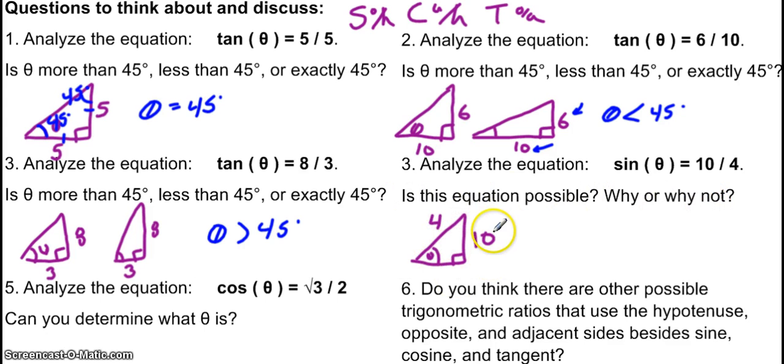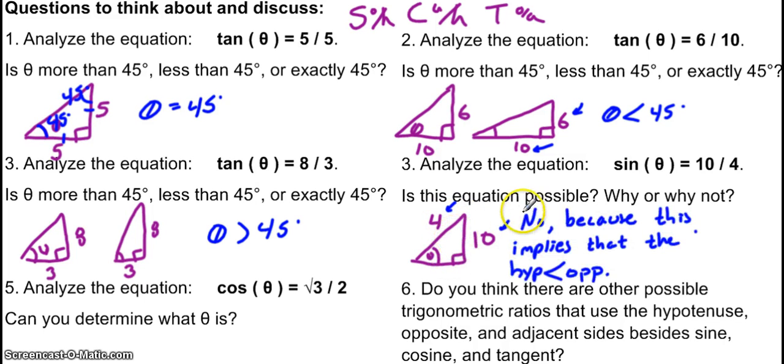Well, look at this triangle. My hypotenuse right here is 4, and my opposite side is 10. Can hypotenuse ever be longer than any of the other sides? No, by definition, the hypotenuse is the longest side. So this equation is impossible because it implies that the hypotenuse is smaller than the opposite side, which we know is not true for a right triangle.